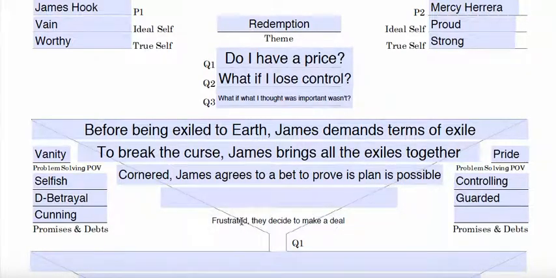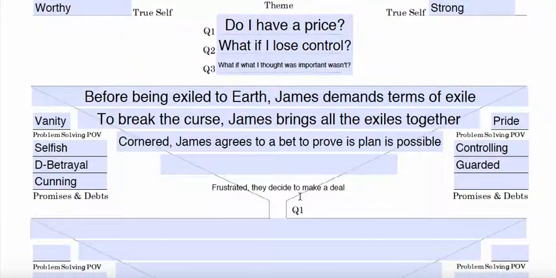All right. So as you can see, this is the decision that leads us down to the tightest point in the funnel, the explosion point. And this decision they've made to make a deal forces them to face this first vital question. Do I have a price? This is their first real dilemma. And of course, it turns out they do.